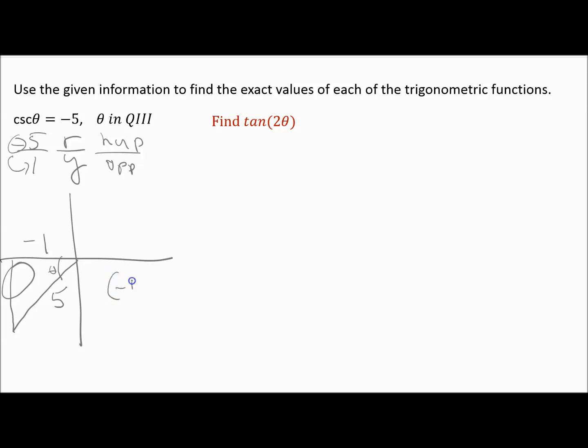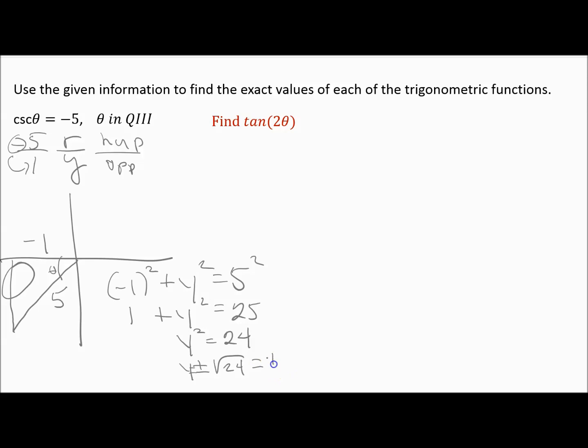So I have negative 1 squared plus y squared equals r squared or c squared, whatever you want to use. That's 1 plus y squared is equal to, how about we use a 5 instead of an r? That's 25. I subtract the 1, that gives me y squared is equal to 24. I take the square root of that, so y is equal to plus or minus the square root of 24.